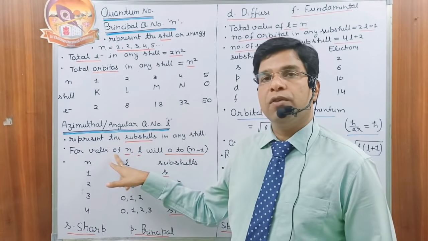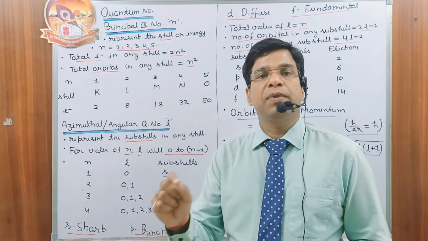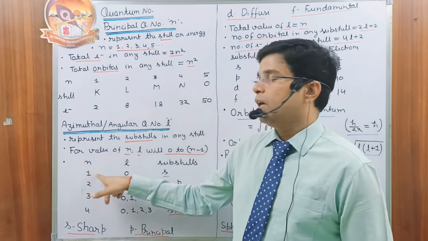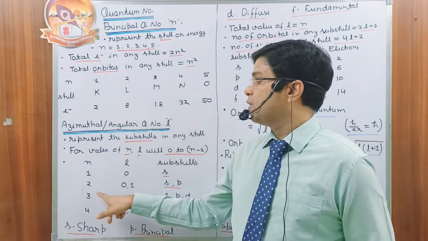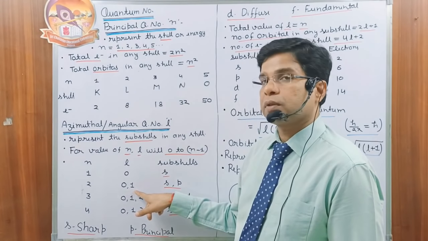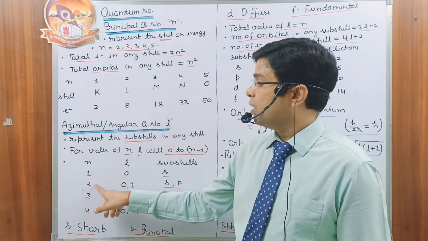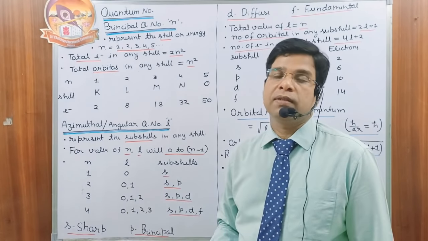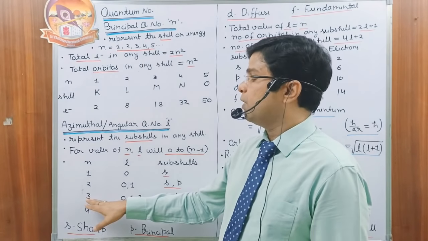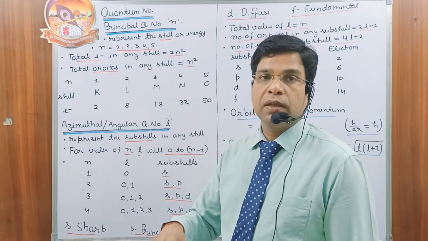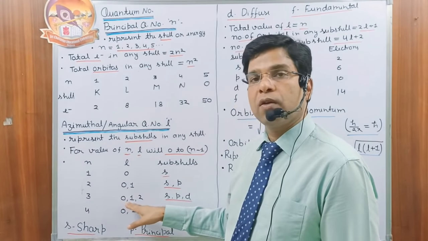For each value of n, the value of l is from 0 to n minus 1. If n is equal to 1, only one value of l is possible, that is 0. If n is equal to 2, only two values of l are possible, 0 and 1. It means the second shell is made up of two subshells, one with l equal to 0 and one with l equal to 1. Similarly, if n is 3, the values of l are 0, 1, 2.